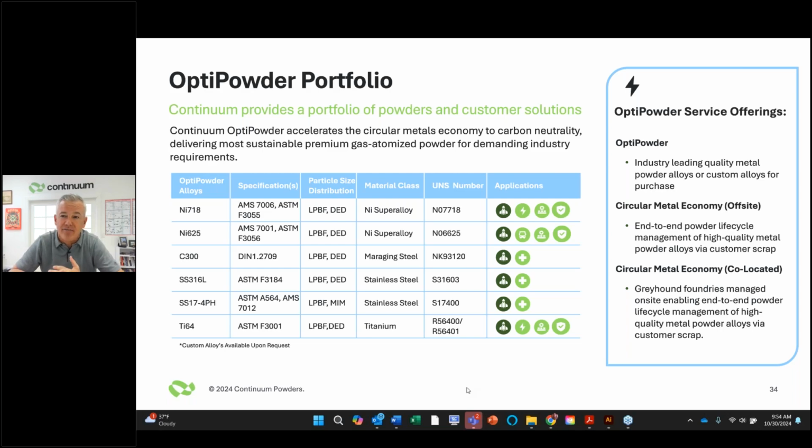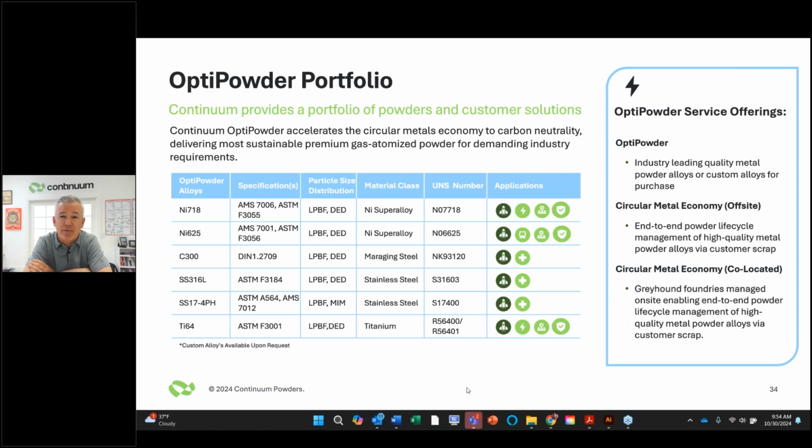And so it's very much a circular metal economy that we call off-site, because we're taking their scrap off one site, atomizing it, and then giving it back to their additive fleet such that they can have their powder supply come from the very scrap that they were getting rid of from a different part of their company.